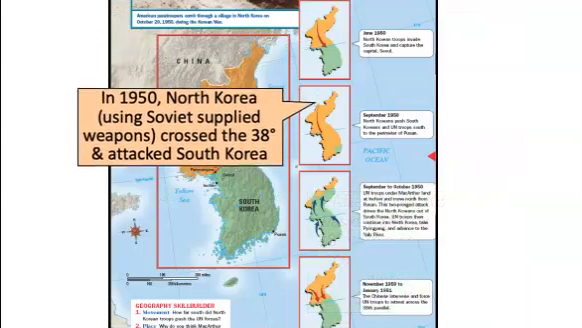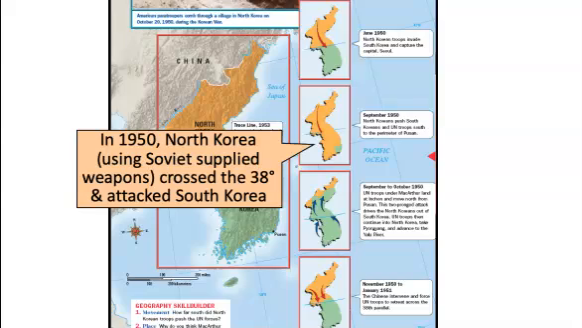Now, in 1950, North Korea, using Soviet-supplied weapons, crossed what was called the 38th parallel and attacked South Korea. Up until this point, if we can go back really quickly into World War II, Korea had been controlled by Japan during the war. Now, after the war, just like Germany, Korea had been partitioned, meaning that it had been divided in half.